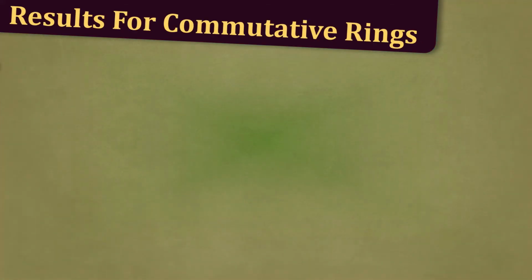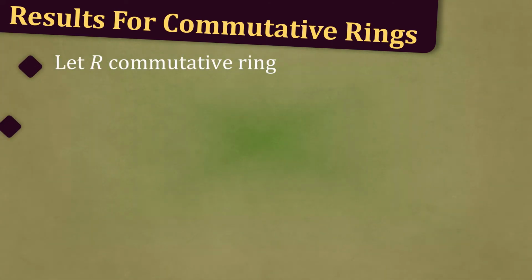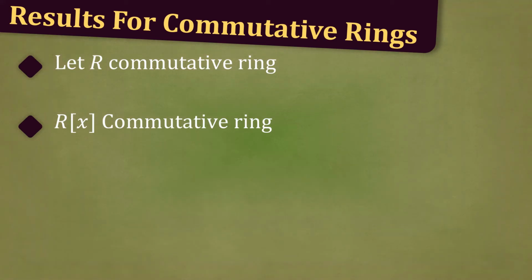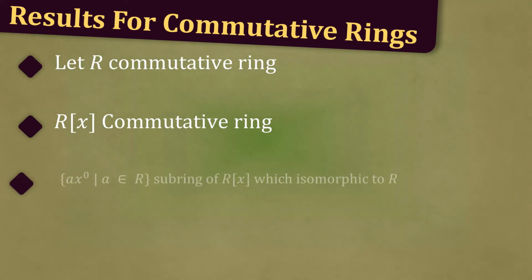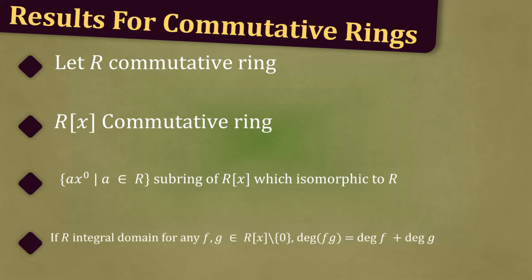Next, let's discuss some results for commutative rings. Let R be a commutative ring, then R[x] is a commutative ring. Also, the set of all constant polynomials, ax^0, where a is in R, is a subring of R[x], which is isomorphic to R. Further, if R is an integral domain, then for any f and g in R[x] without 0, the degree of f times g is equal to the degree of f plus the degree of g.